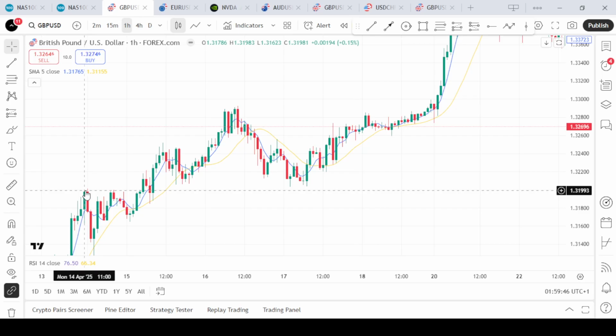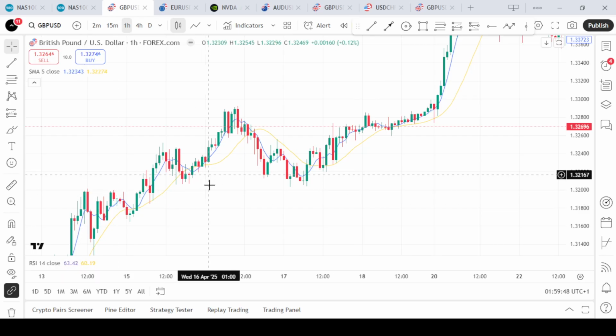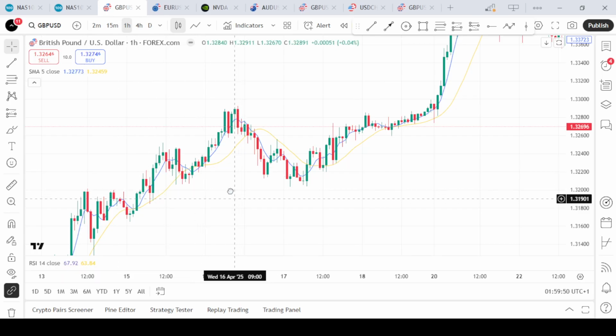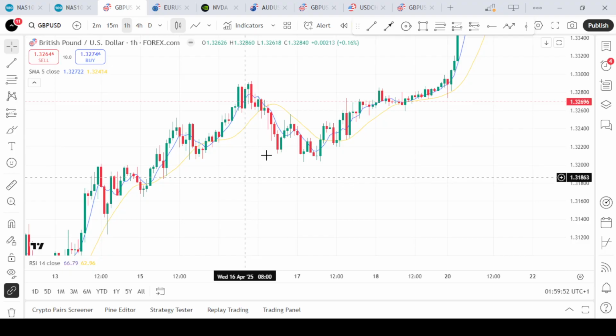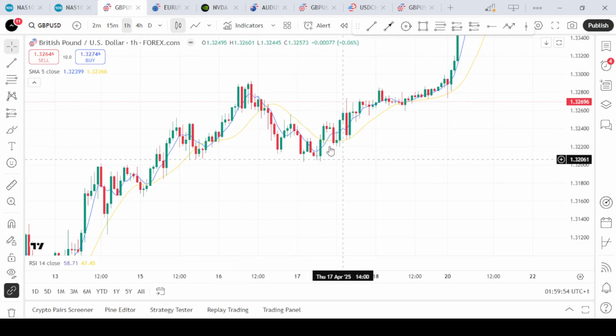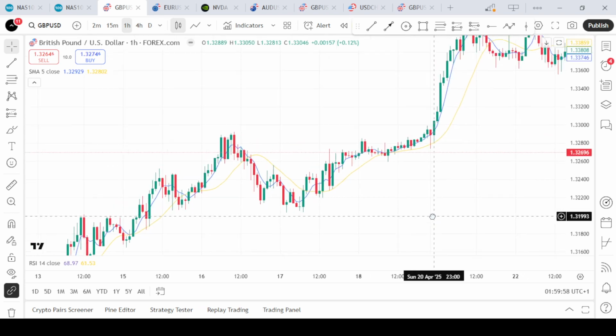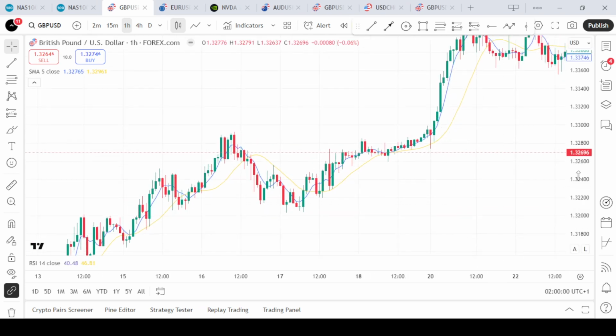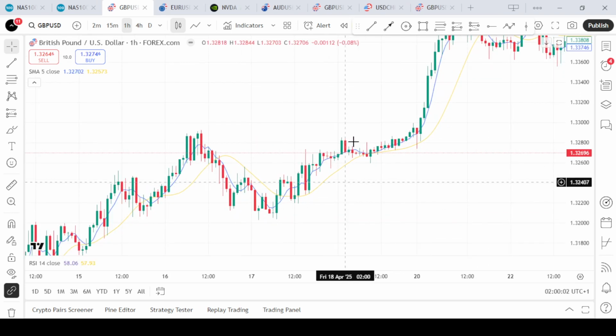Let's not forget that the simple moving average can act as dynamic support and resistance on your chart. When price touches or crosses over this simple moving average region, it can indicate potential trading opportunities. For instance, if price bounces off a long-term simple moving average, this might signal a continuation of a trend.